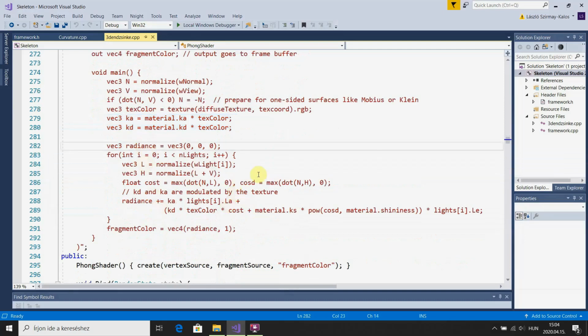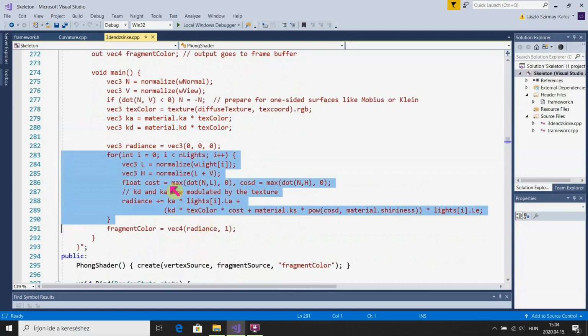So again, the task is to compute the reflected radiance, so we consider all light sources one by one, compute the illumination direction, and then the unit half-way vector. In both cases we have to apply normalization to make sure that these are really unit vectors. Cosine theta is just the cosine of the angle between the normal vector and the illumination direction. Should it be a negative value, we replace it by 0, and cosine delta is the cosine of the angle between the normal vector and the half-way direction, and again if it is negative we replace it by 0. Finally, we apply the illumination formula.